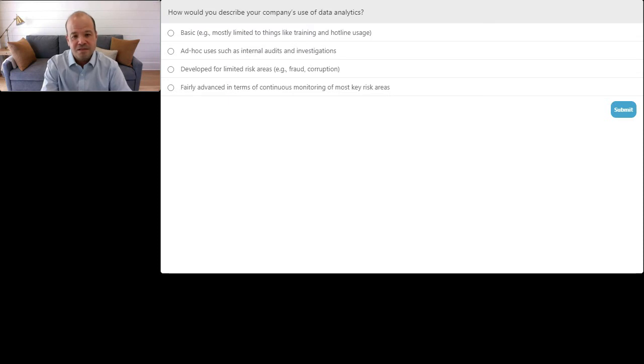But again, let's just get a sense of where everyone in the room is today on your use of data. And there's no right or wrong answer here, but how would you answer it? And how would you describe your company's use of data analytics? I think we've got four options here. I won't read them aloud to you, but basically from very basic to fairly advanced, go ahead and make your choice. We'll give you about 20 seconds to make your choice.